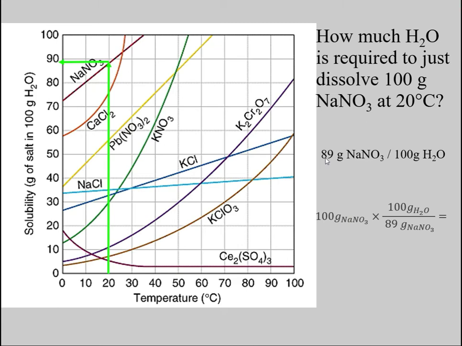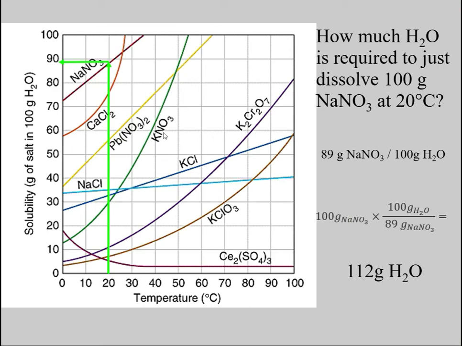Okay, 89 grams of sodium nitrate can dissolve in 100 grams of water. But that's my conversion factor. I want to dissolve not 89 grams, I want to dissolve 100 grams. So 100 grams at a ratio of 89 grams of sodium nitrate per 100 grams of water, cross out my grams of sodium nitrate, I find that I would need 112 grams of water to dissolve my 100 grams of sodium nitrate.